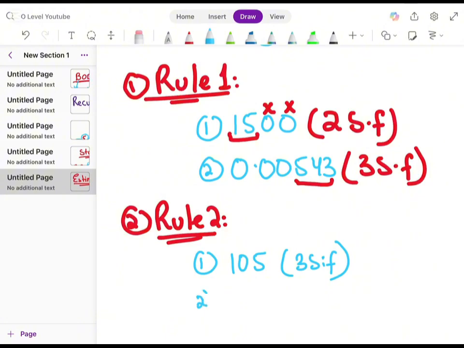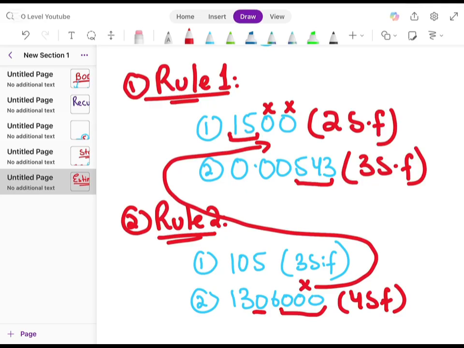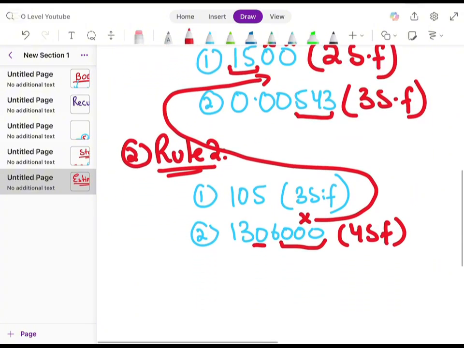Now one more example. For example, I have 1306000. How many significant figures do we have? We have 4 significant figures. The trailing zeros will not count as significant figures, as we have seen in rule number 1, but this 0 will be considered a significant figure because the 0 is written between two numbers that are non-zero.